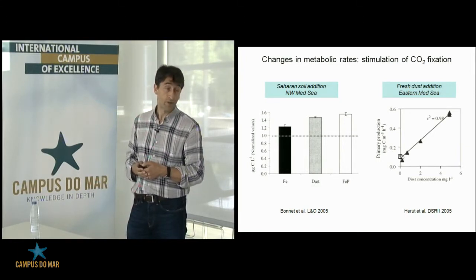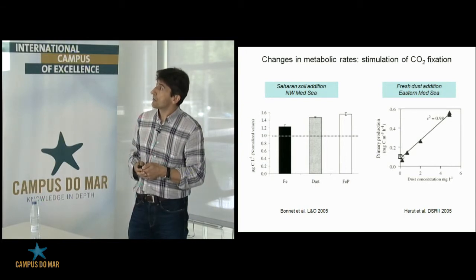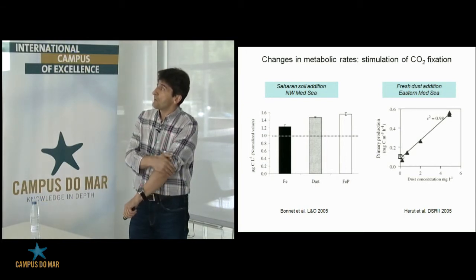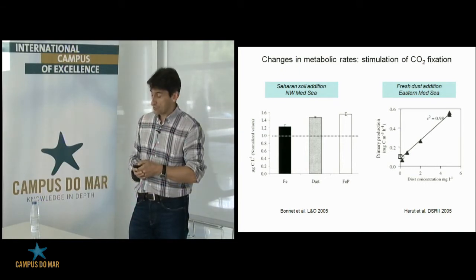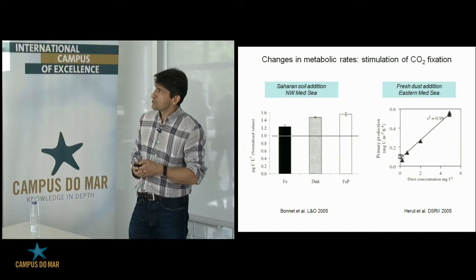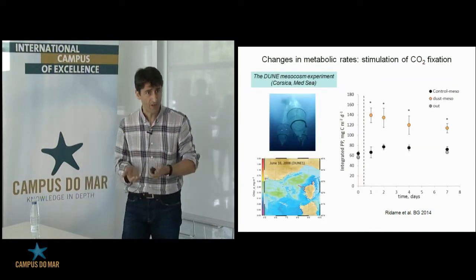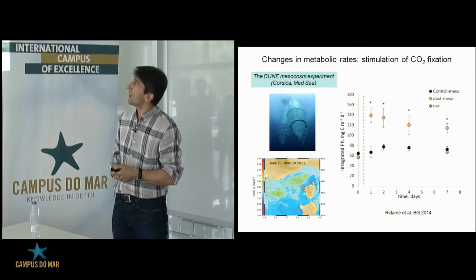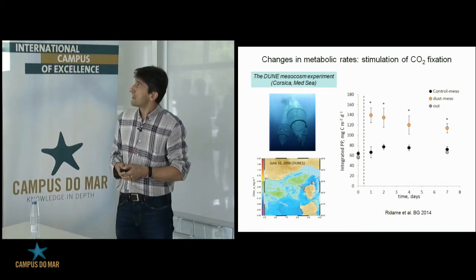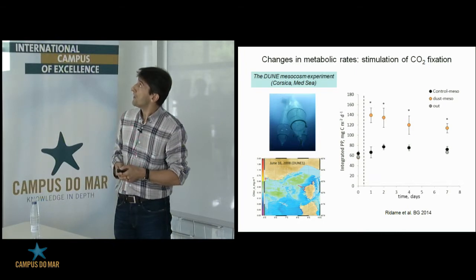So here we have two examples with bottles. These are bottle incubation experiments. And in both cases, in the Western and the Eastern Mediterranean, there is clearly a positive correlation between dust addition and an increase in primary production. Of course, bottle experiments can be criticized, but mesocosm experiments, which reproduce in situ conditions much better, have also provided the evidence that primary production can be quite responsive to dust deposition.